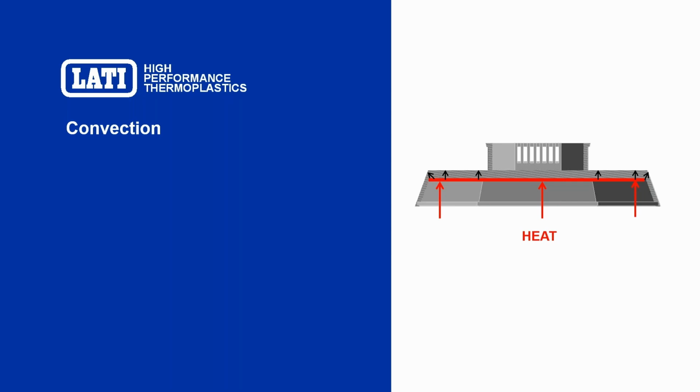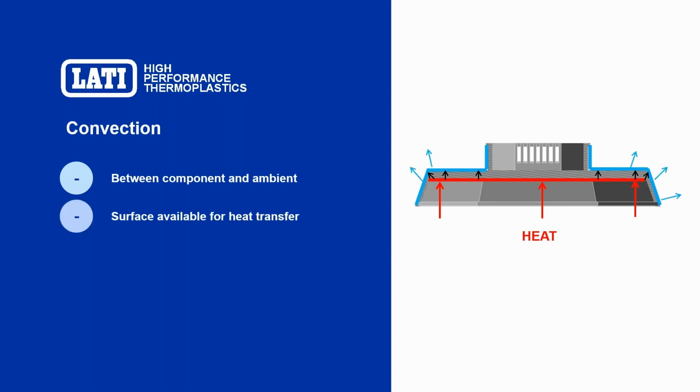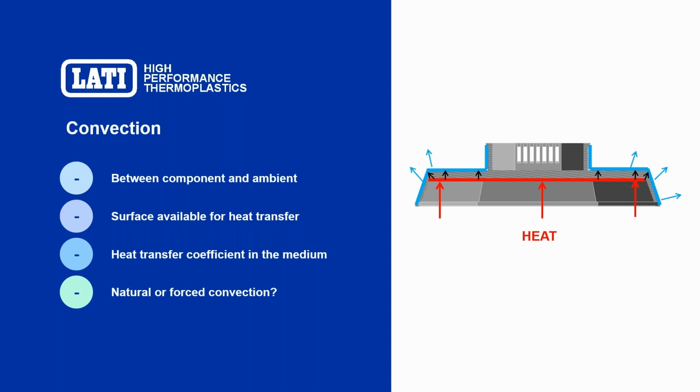Moving to the second step, convection. Convection is a mechanism which works between the component and the ambient. Here it's represented by the light blue areas. It depends on how wide the surface available for heat transfer is. It depends also on a heat transfer coefficient of the medium, the liquid, the gas, the cooling system, the cooling liquid you may have around your component. And it depends whether the convection is natural or forced.